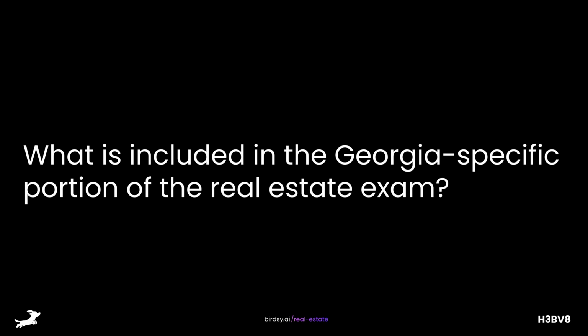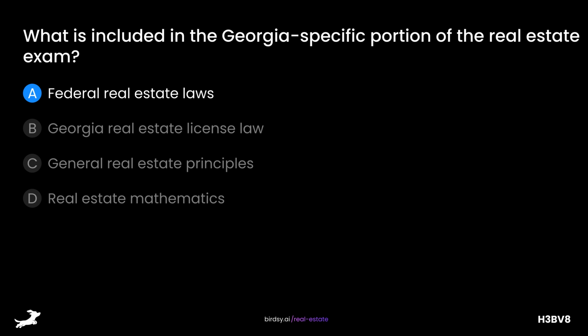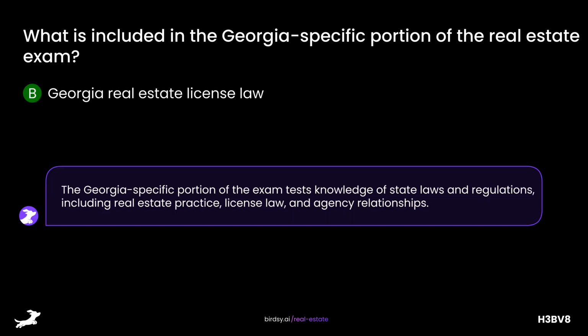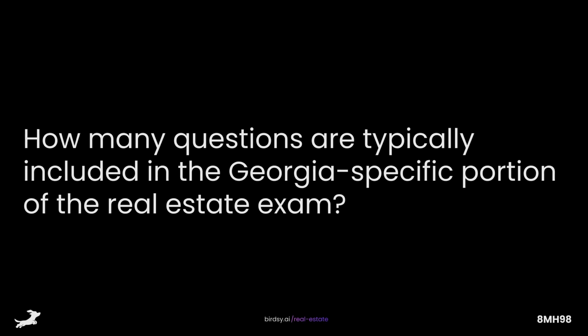What is included in the Georgia-specific portion of the real estate exam? Is it A, federal real estate laws, B, Georgia real estate license law, C, general real estate principles, or D, real estate mathematics? The answer is B, Georgia real estate license law. The Georgia-specific portion of the exam tests knowledge of state laws and regulations, including real estate practice, license law, and agency relationships.